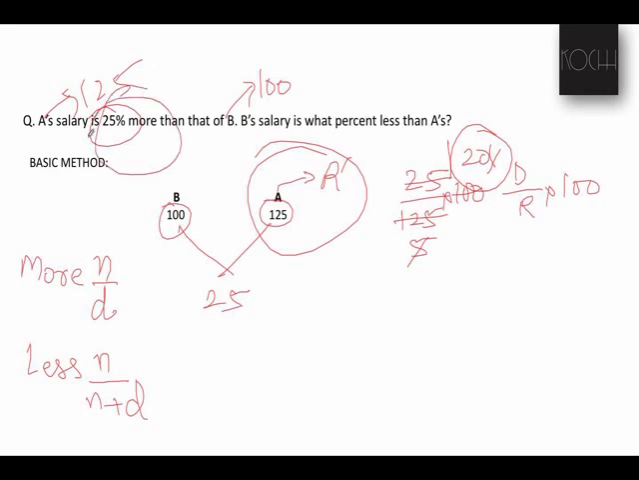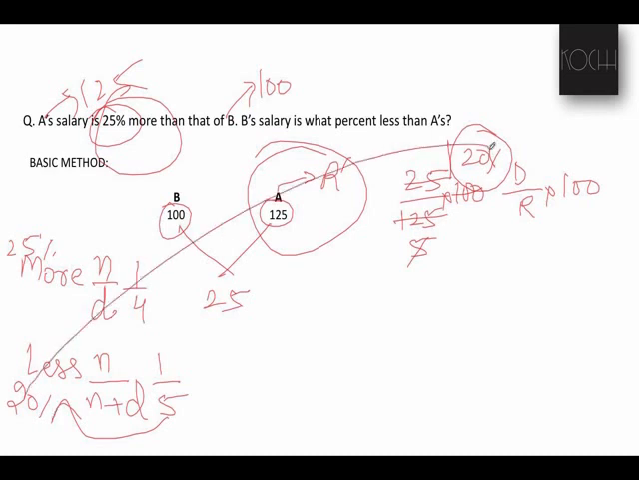Okay, so this one says 25% more. Now 25%, the fractional equivalent is 1 by 4. Here n is 1, and n plus d should be 5. What is 1 by 5? 20%. Can you relate now? So the formula is, if more is n by d, less is n by n plus d.